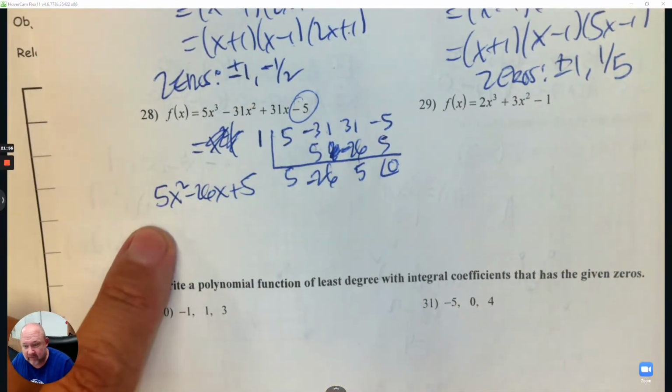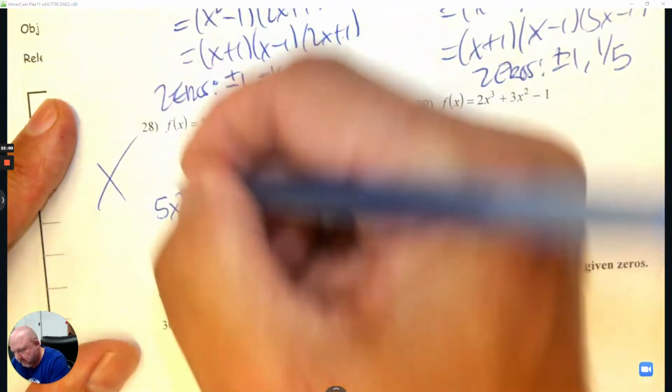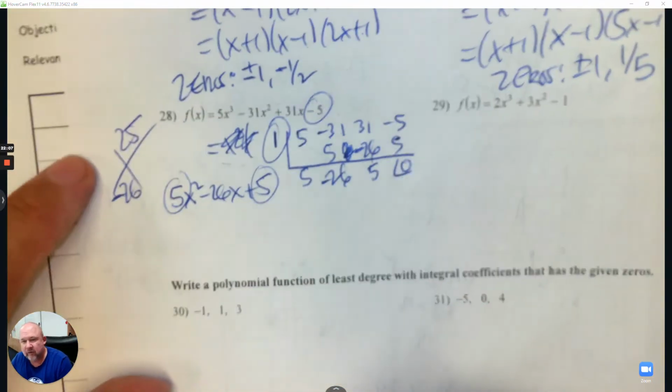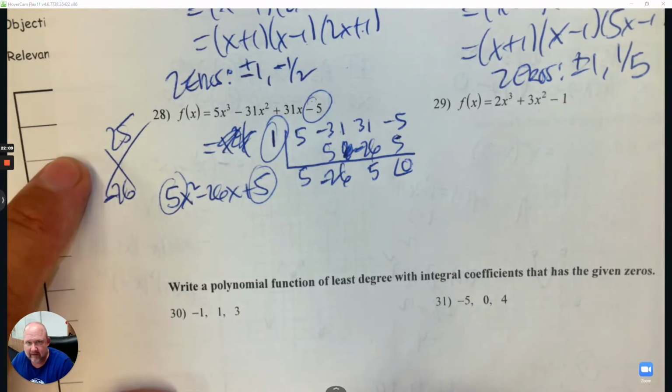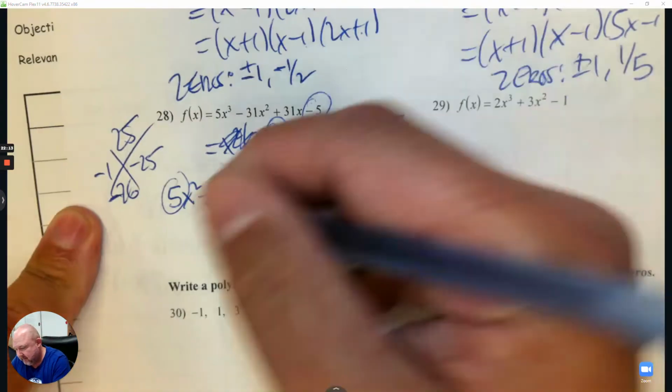So what's left is factorable. So I found a 0. How do I find the rest of the zeros? So 5 times 5 is 25 and negative 26. What two numbers multiply to 25 and add to negative 26? So it's negative 1 and negative 25.